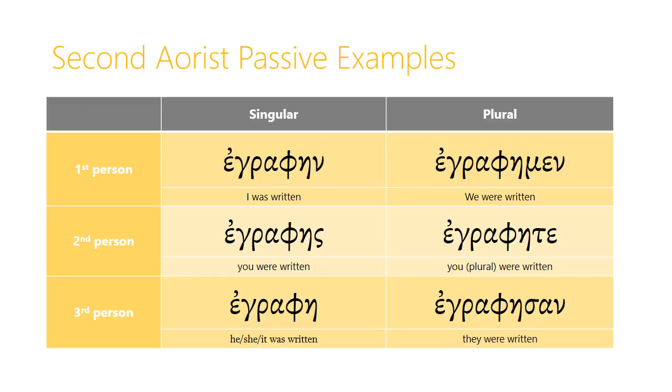The second person singular form is agraphes, you were written. The third person singular form is agraphe, he, she, or it was written. In the plural, the first person is agraphemen, we were written. In the second person plural, we have agrapheete, you, plural, were written. And in the third person plural, we have agraphesan, they were written.